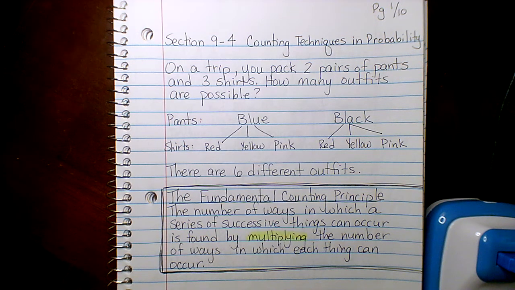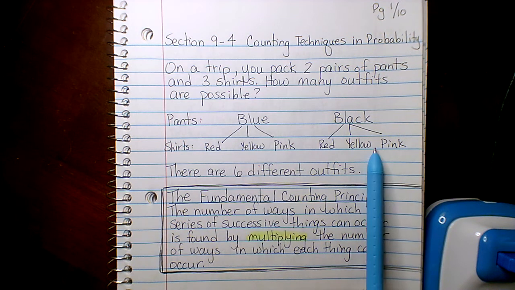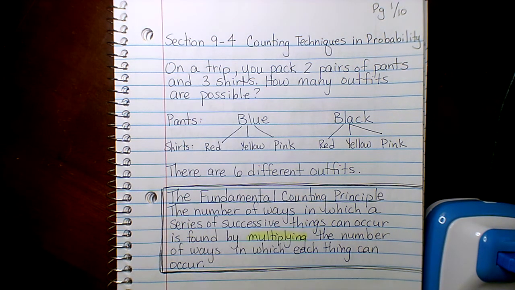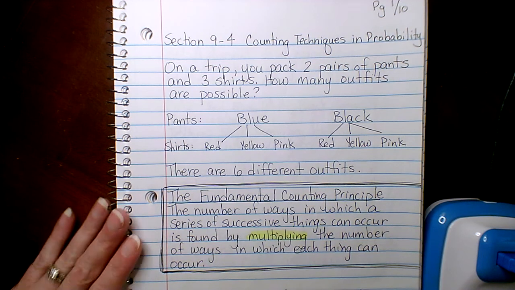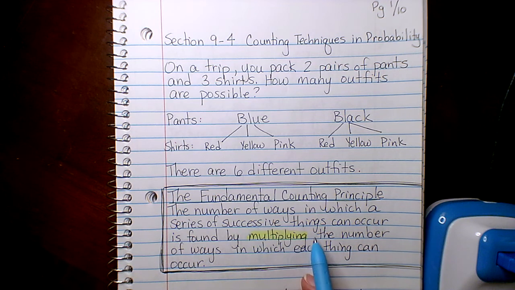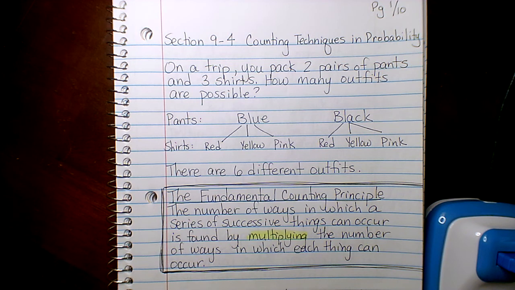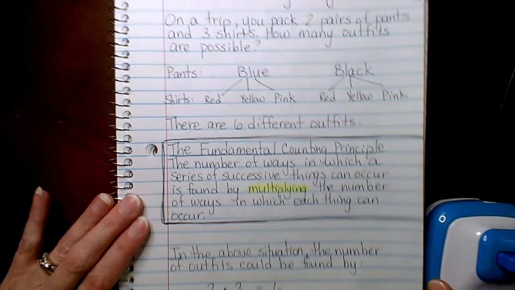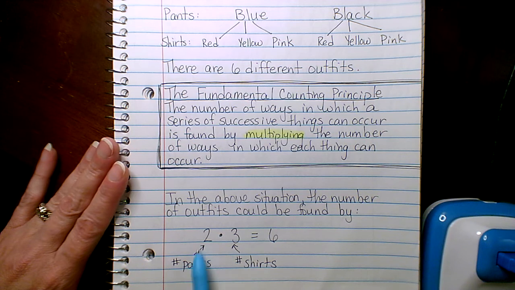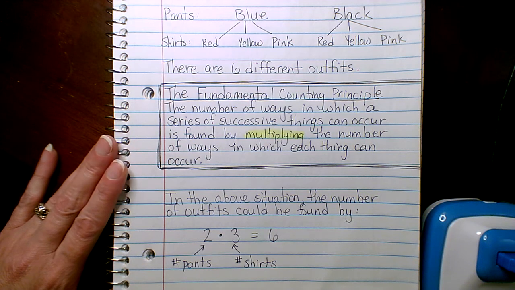So there's 6 different outfits. Now, we could have found this a lot quicker without having to draw a picture by just simply multiplying 3 times 2. This is what's called the fundamental counting principle. It says the number of ways in which a series of successive things can occur is found by multiplying the number of ways in which each thing can occur. So, for instance, in the above situation, number of pants, number of shirts, 2 times 3, 6.